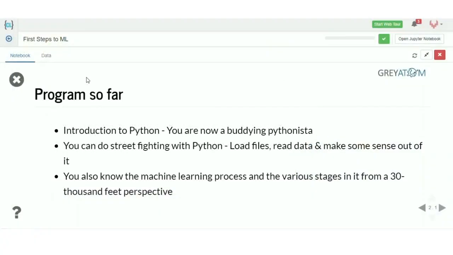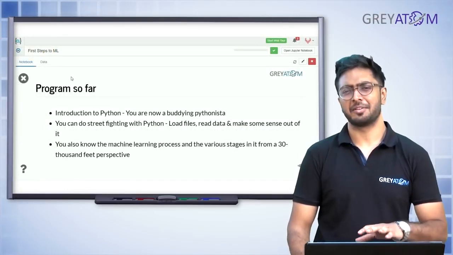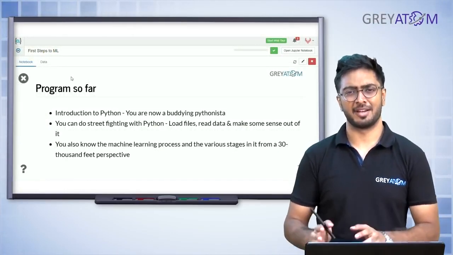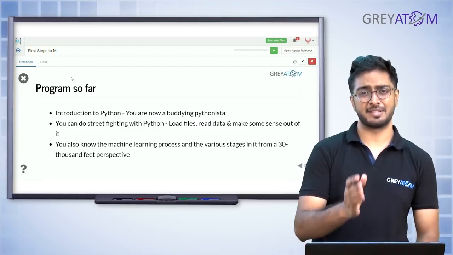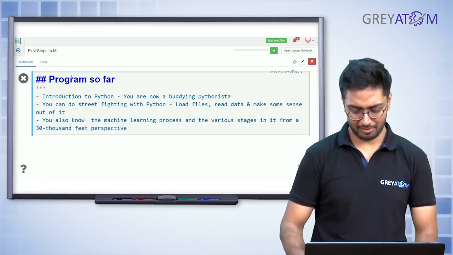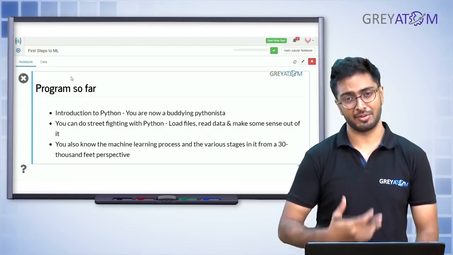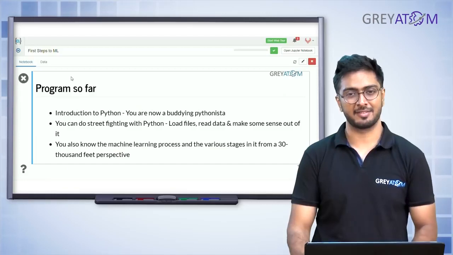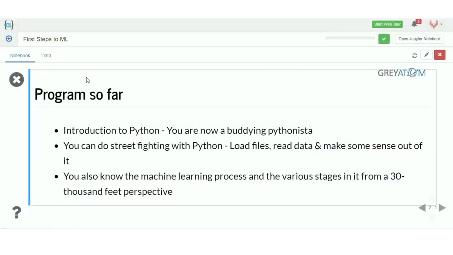So, so far you have been introduced to Python. That's awesome. If you are not yet introduced to Python or not familiar with it, it's probably not the right time to jump into inferential statistics. I would suggest going back and getting that done really well before you jump into this piece. You can do street fighting with Python. I'm guessing all of that is part of it.